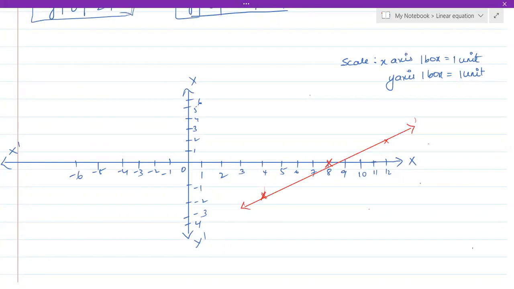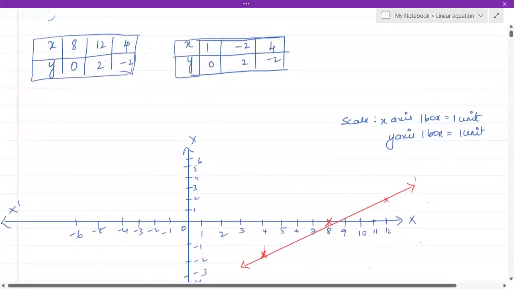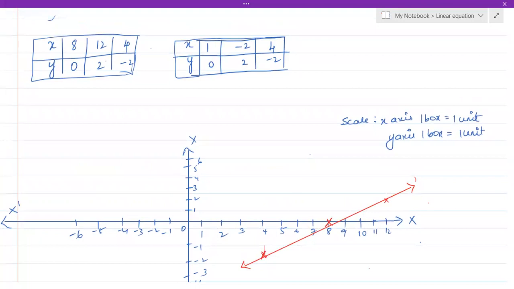Okay, so let's see the second box. When x is 1, y is 0. In the sense you need not move anywhere. This will be your point. And when x is -2, y is 2. X is -2 here, y is 2, somewhere here.